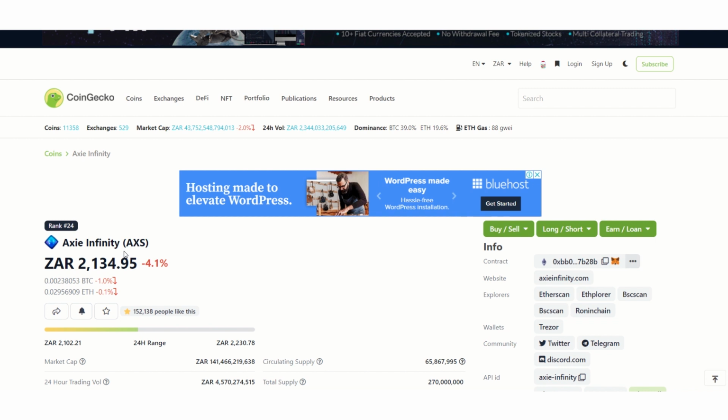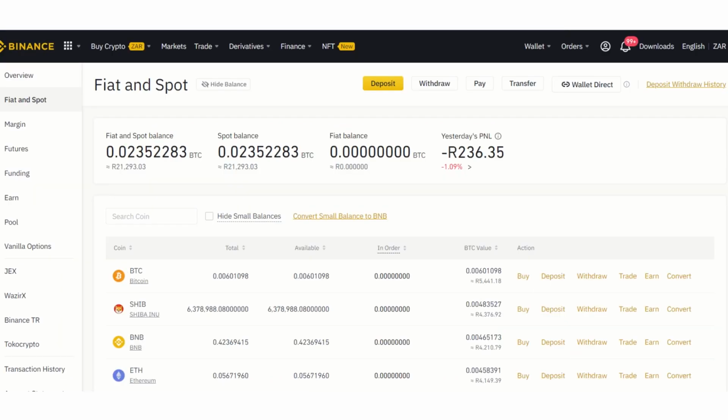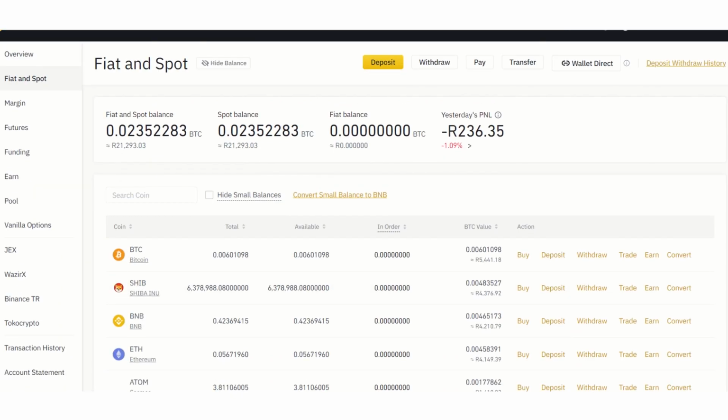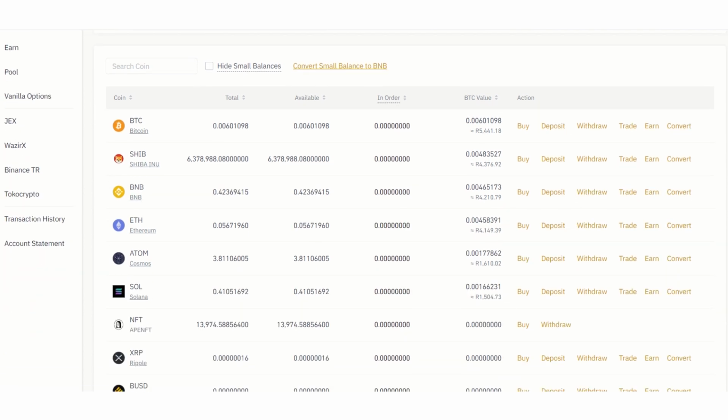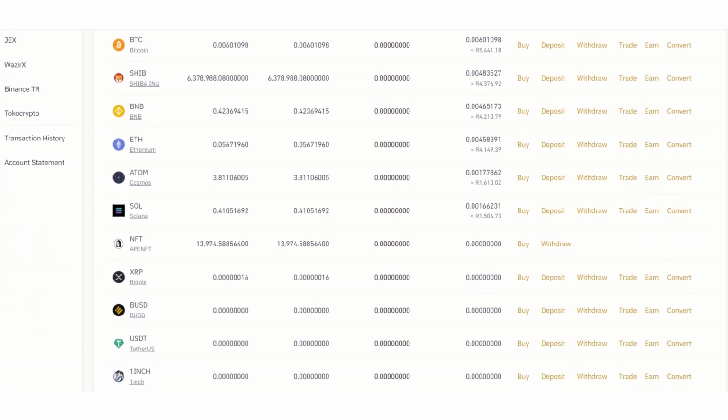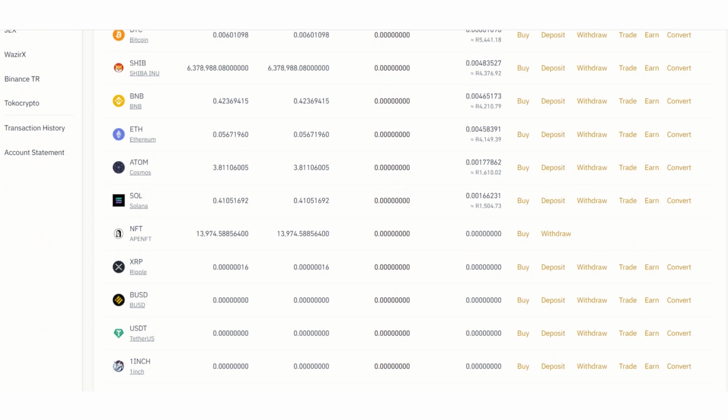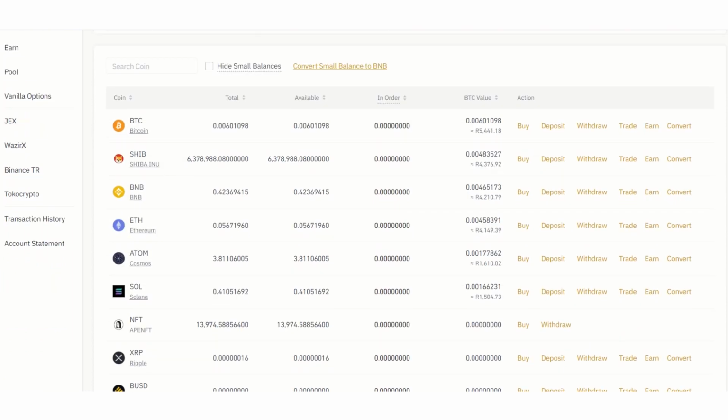But even if I just get a portion of it, the main important thing here is I want to start having XC in my portfolio. So the first thing that I need to do, you open your Binance account, and then this is my portfolio at the moment. Just to show you, I have BTC, I have Shiba, I have BNB, Ethereum, Atom, Sol, and then this Apen FT, and then that's it, because the XRP is something that I actually transferred to something else.